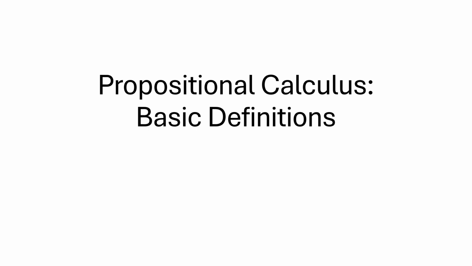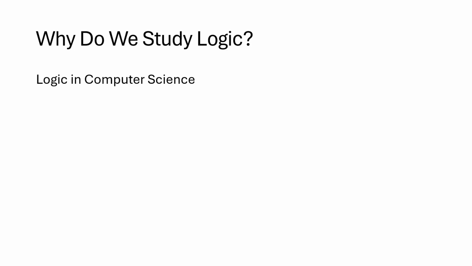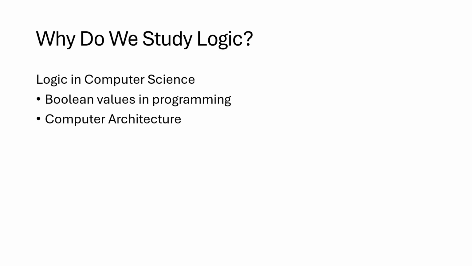This is our first video on propositional logic, also known as propositional calculus. In this video, we are going to look at the motivation behind studying logic in computer science and also some basic definitions. The first place that logic is used in computer science, and the most obvious example, is with Boolean values in programming. Logic underpins conditional statements, loops, and in general control flow in programming through Boolean values.